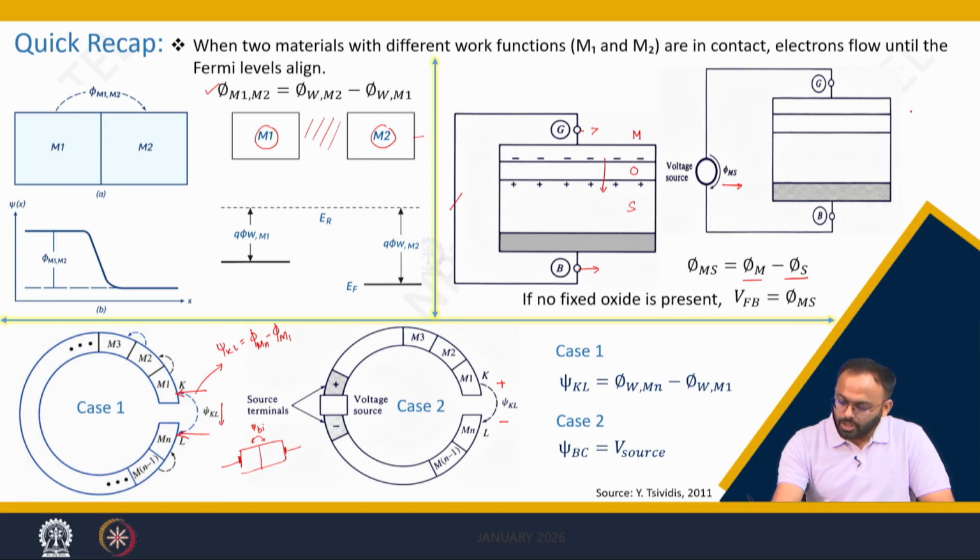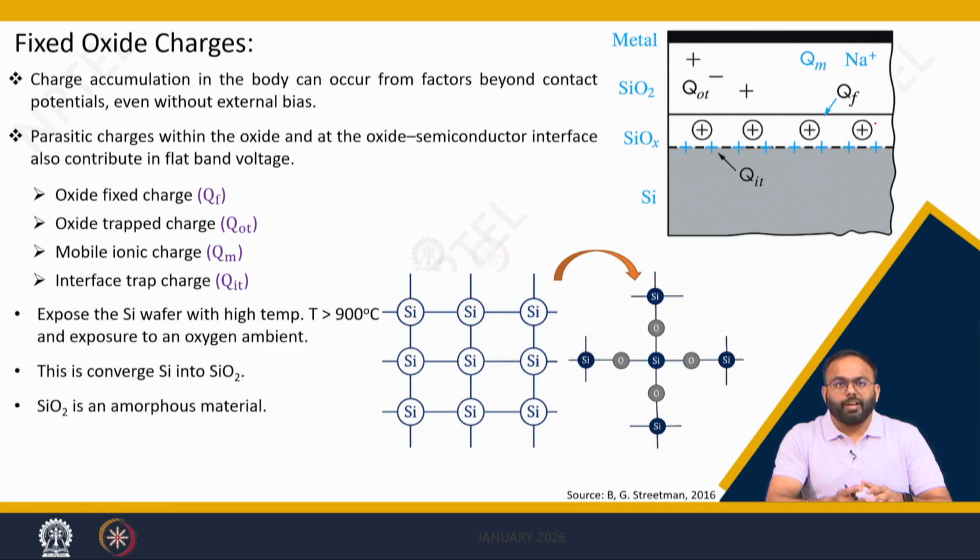In that condition, or in that analysis, we assume that there are no charges available in the oxide. So, we consider that the silicon dioxide layer is just an ideal one. But is it the only way that contact potential can cause a charge pileup in the semiconductor? So, the answer is no, because the oxide layer is not always ideal.